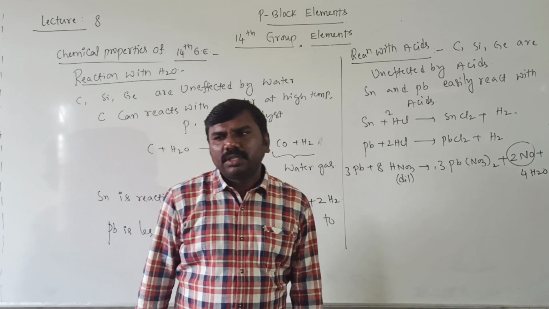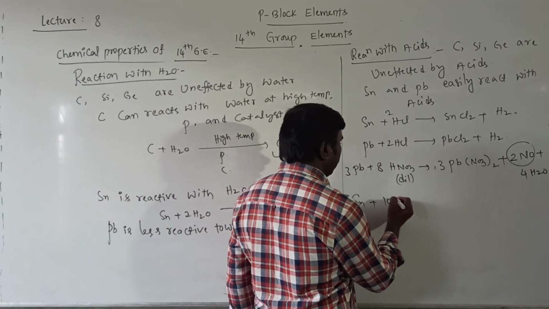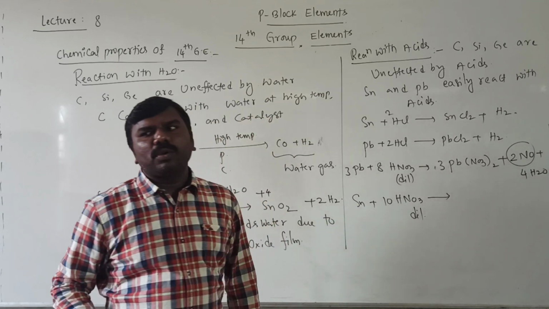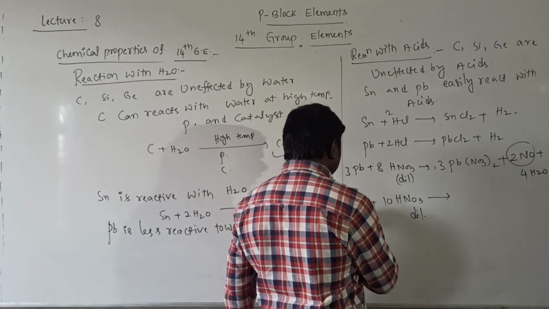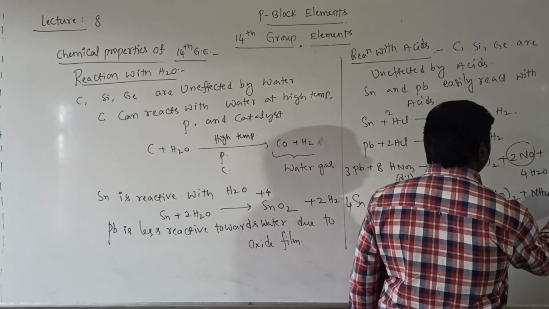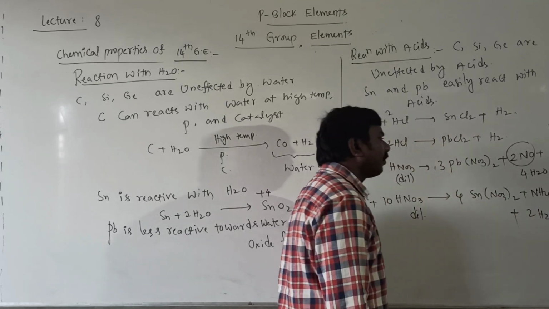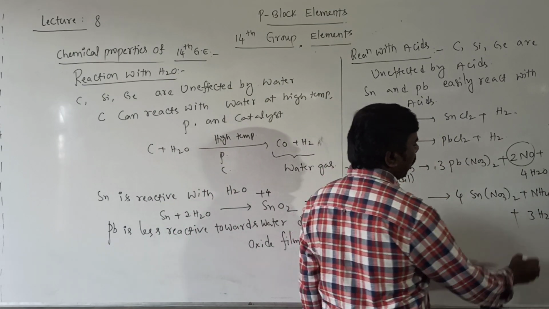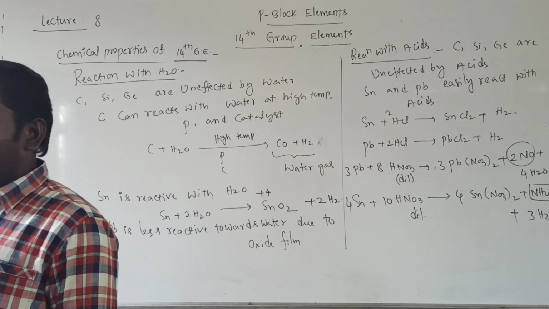So that was diluted. Another equation also, Sn plus 10HNO3, it is also diluted, gives us 4Sn(NO3)2 plus NH4NO3 plus 3H2O. The formed products are important, better you remember them. This is reaction with acids.